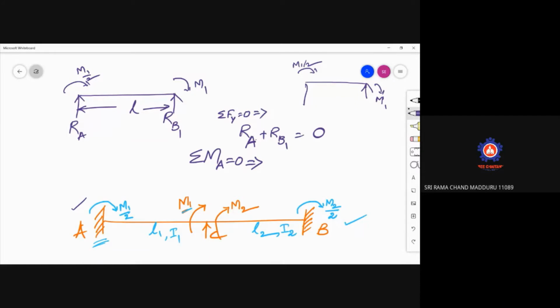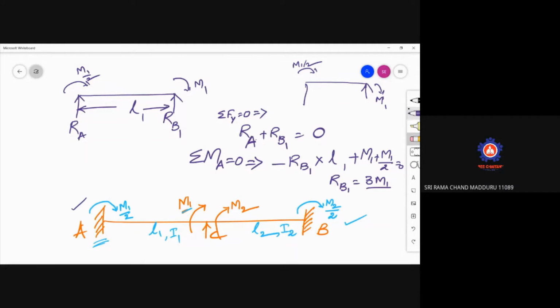So this RA is nothing but minus RB1 into L. If I call it as L1, I will write down L1 only, no problem. Plus the moments are there: M1 plus M1 by 2 is equal to 0. So in this, RB1 is nothing but 3M1 by... Sir, that will become RC1, right sir? RA1, RC1 it will be.